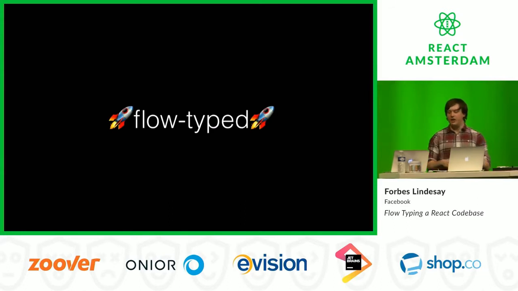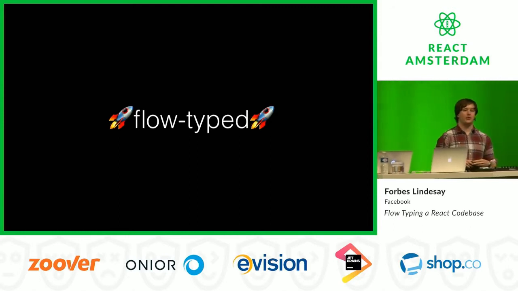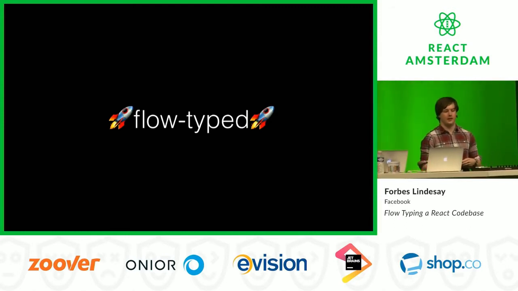Flow-typed is a really useful module. This solves the problem of third-party code that's been written by developers who didn't add flow types. Flow-typed is just a simple command line utility. You can install it with npm, and then you run it by typing flow-typed install.